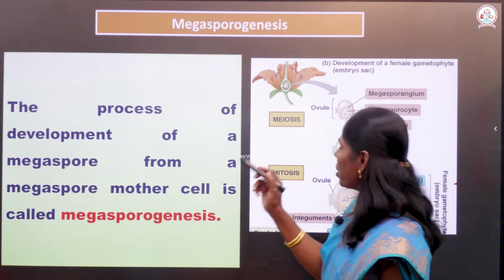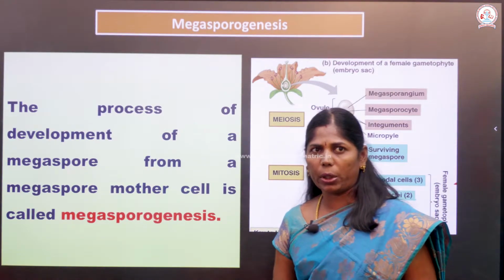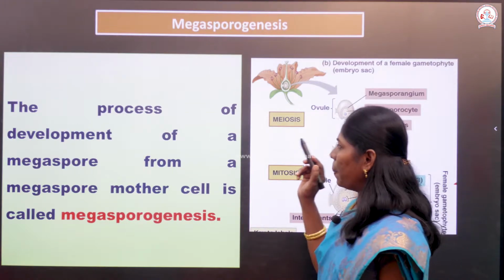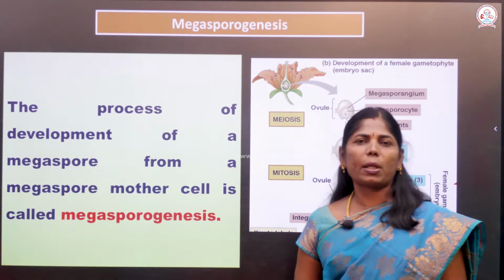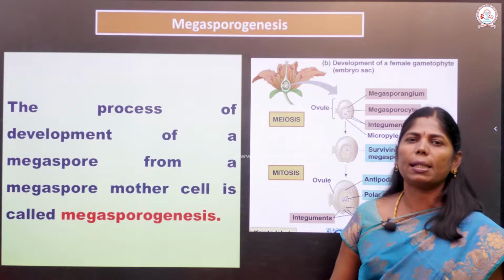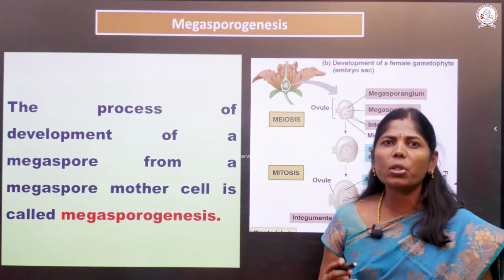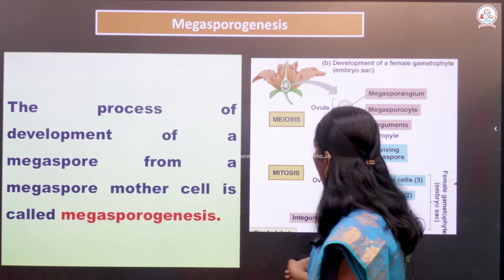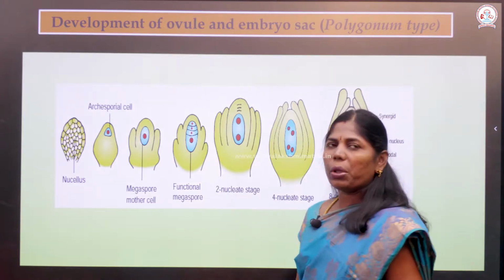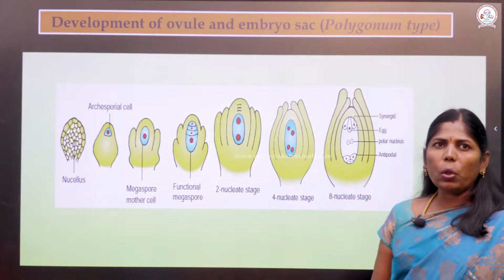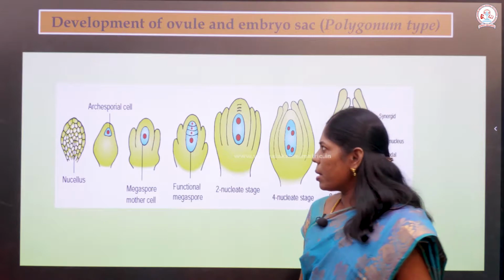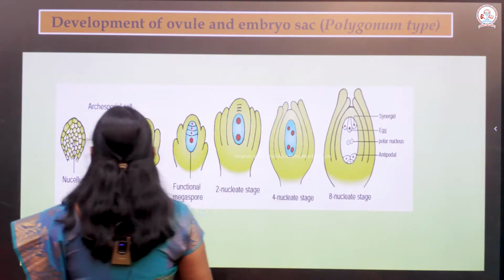What is the definition of megasporogenesis? It is a very important question, a 2-mark question. The process of development of a megaspore from a megaspore mother cell is called megasporogenesis. Next we are going to see the development of the ovule and embryo sac. Here we are going to see the nucellus.